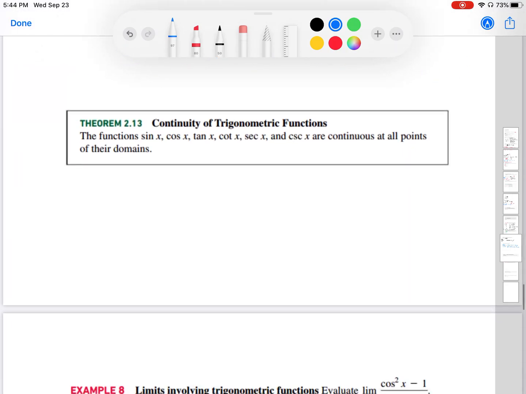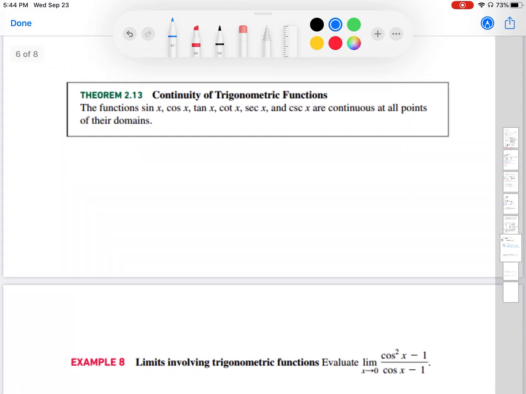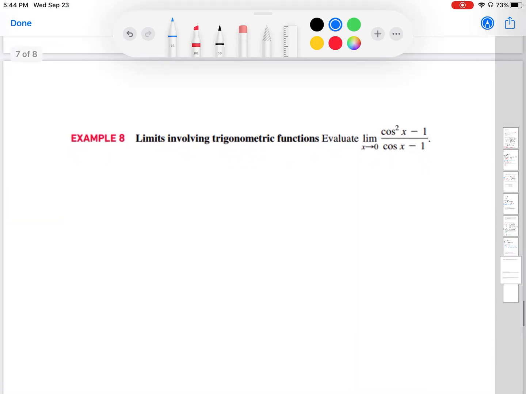All right, continuity for trig functions. The functions sine of x, cosine of x, tangent of x, cotangent of x, secant of x, and cosecant of x are all continuous at all points of their domains. So let's take a look at our next example. Evaluate the limit as x approaches 0 of cosine squared x minus 1 divided by cosine of x minus 1.